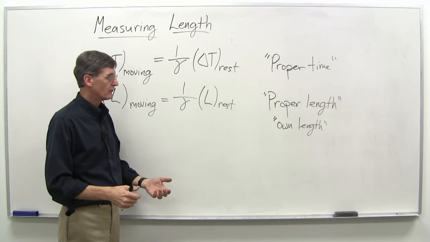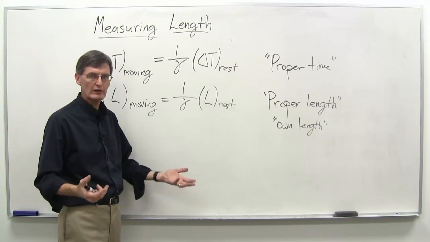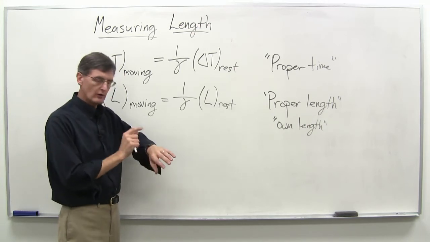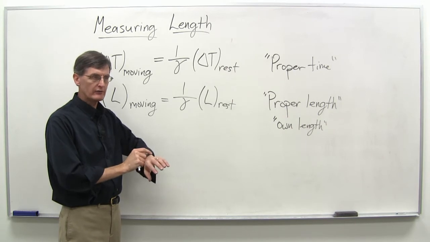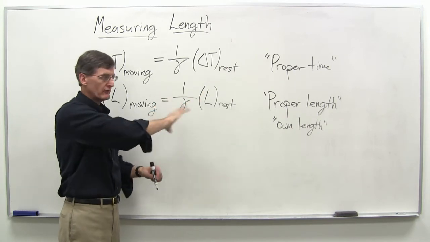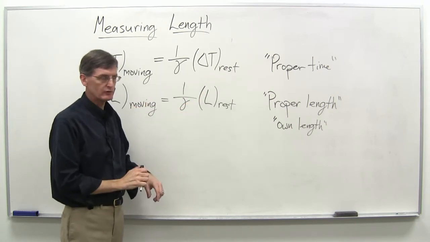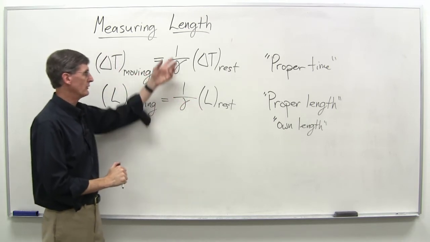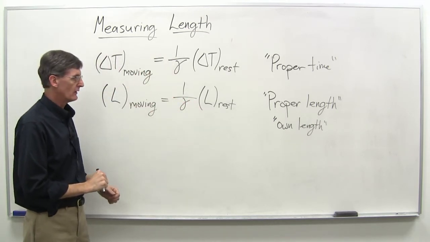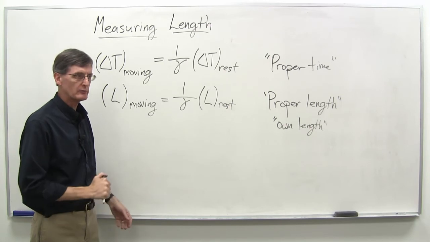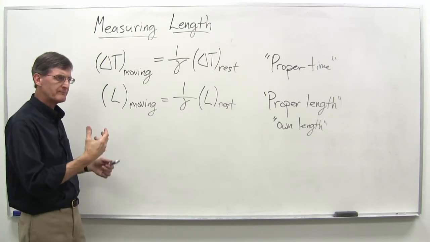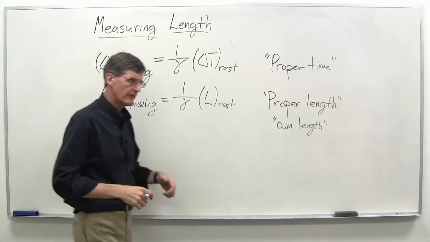Sometimes some people like to call it wristwatch time. It's the time you would measure on the watch on your wrist. It would be a different time if you saw somebody's watch flying by and you were able to measure that, as we've been analyzing. There would be the 1 over gamma difference in the two time measurements there. So, some terminology there.